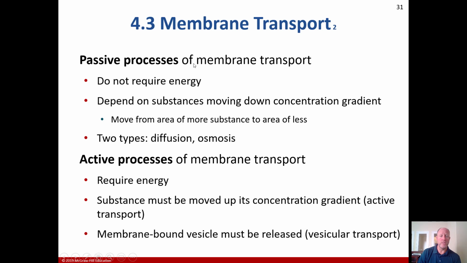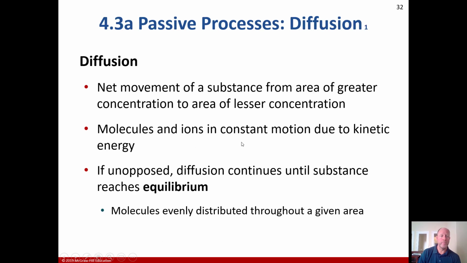Passive processes of membrane transport don't require energy and depend on substances moving down the concentration gradient from high to low concentration, and the two types are diffusion and osmosis. Active processes require energy, and the substance must be moved up its concentration gradient, meaning low to high, and a membrane vesicle must be released in vesicular transport.